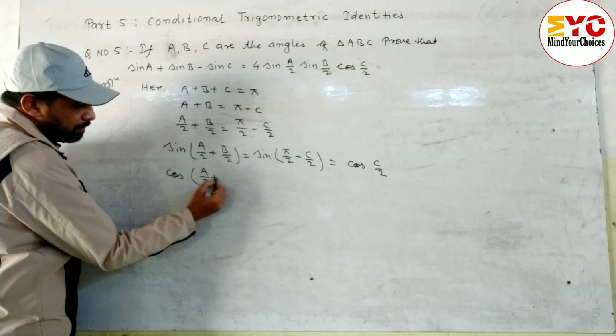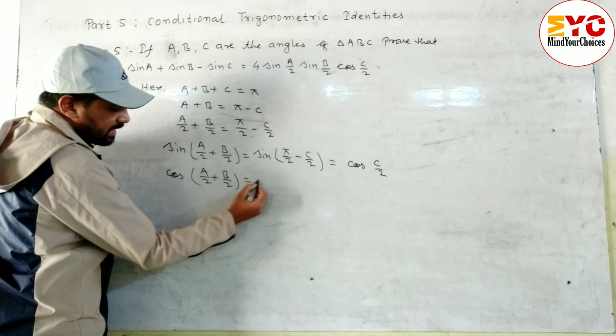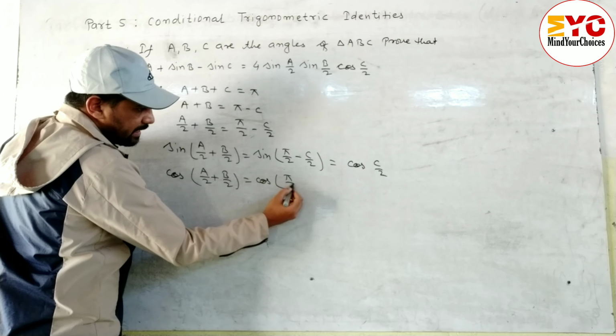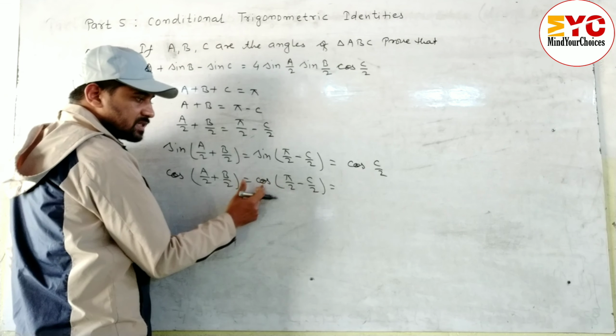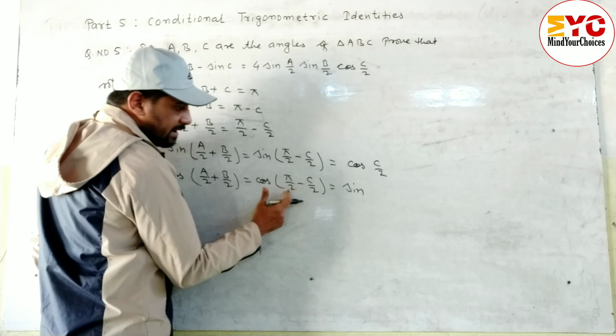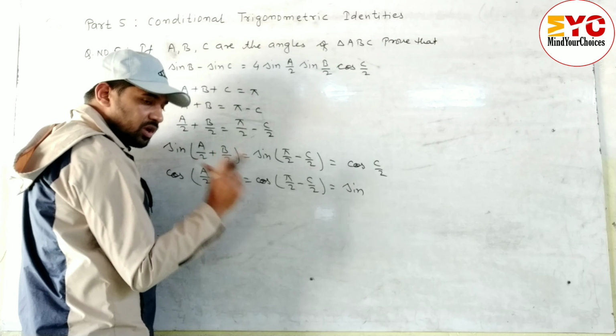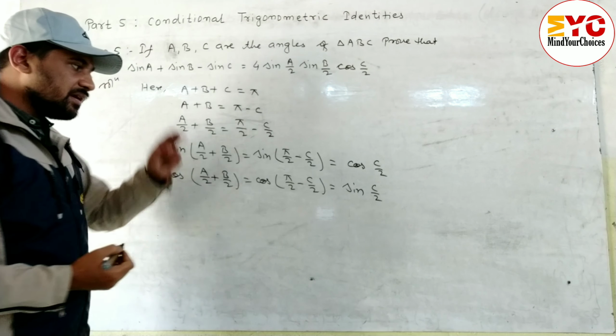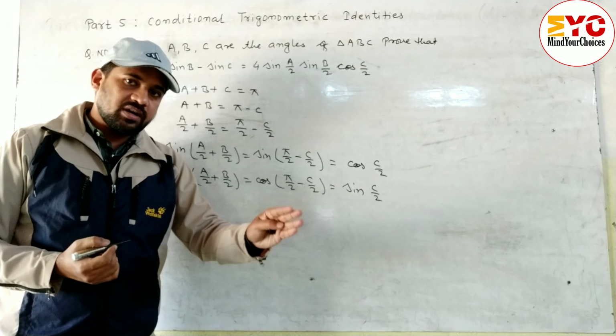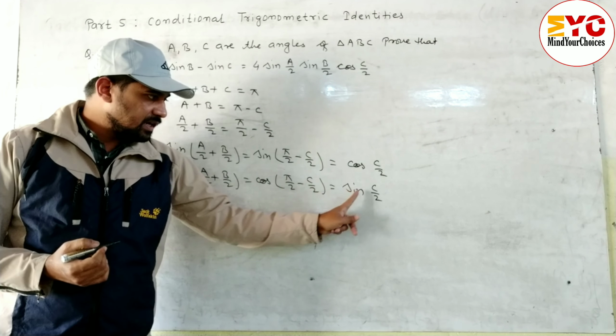Cos A by 2 plus B by 2 is equal to cos of pi by 2 minus C by 2. 90 means change, so we convert cos into the form of sine. 90 minus C by 2 means first quadrant, and in the first quadrant all are positive, so here we write sine C by 2.